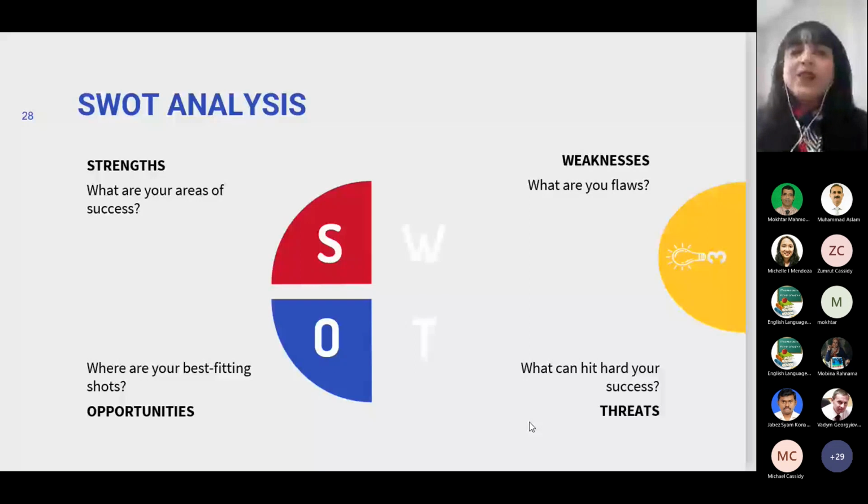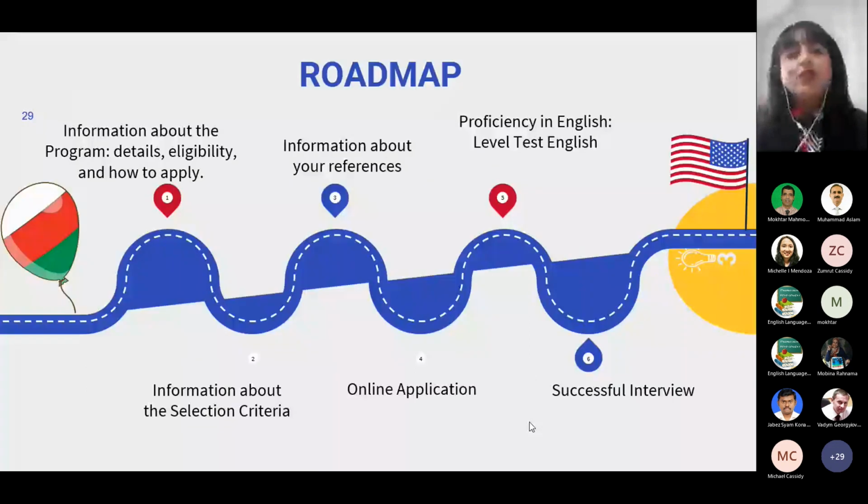So this is the roadmap from Oman to the United States. The first one is information about the program, which means the details, the eligibility, and how to apply. The second one is information about the selection criteria. This is very important, because before applying to any exchange program you need to know what they are looking for. You need to match what they need.